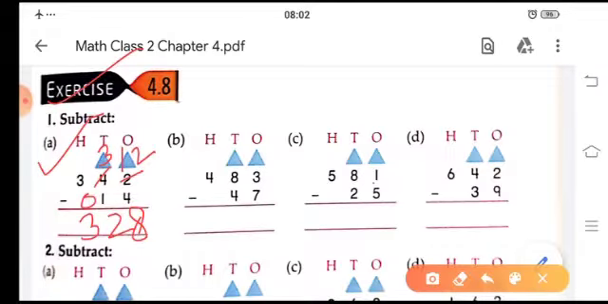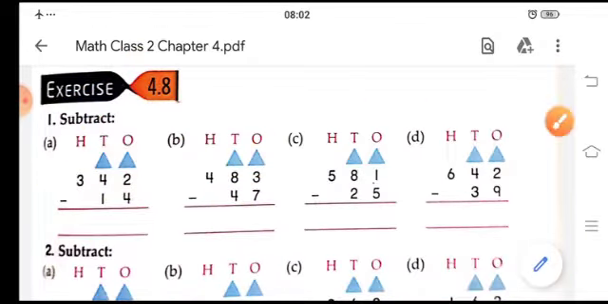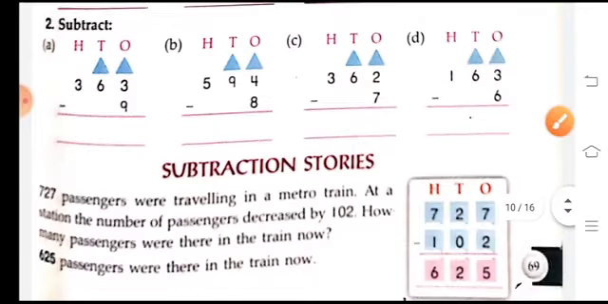Okay. So again, see this second sum, write 0 here because no number is there. So it becomes 13. 13 minus 7, we'll get 6. And 7 minus 4 will get 3. Then 4 minus 0, 4. So in this way, children, do the rest of the sums in your copy.